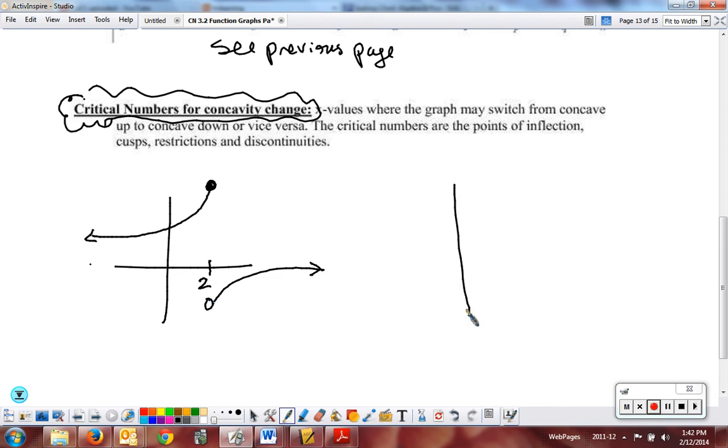But what if I had this? Is there a point of inflection? No, because there's no point there. Okay? So that's the difference between it. But you can switch at restrictions, discontinuities, cusp, which are points of inflection. Okay? So points of inflection, any cusp, any restrictions, any discontinuities.